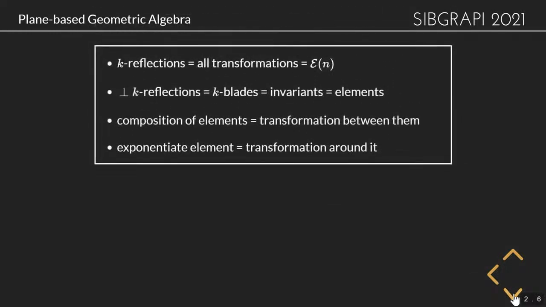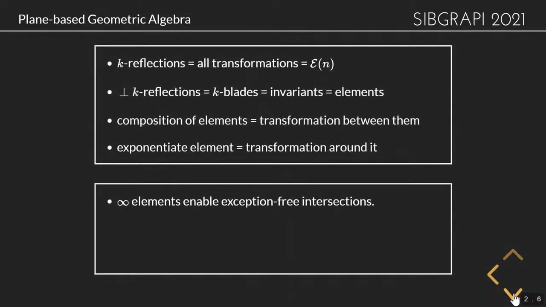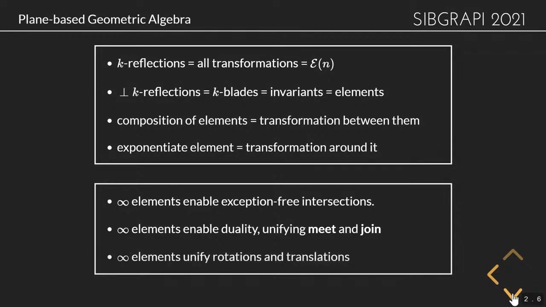These are the three superpowers of our infinite elements. So they enable exception-free intersections. They enable duality, which then unifies this meet and join. And they unify the rotations and the translations.